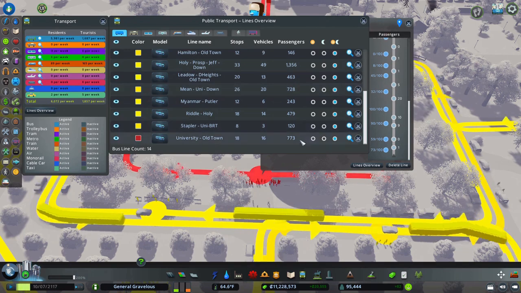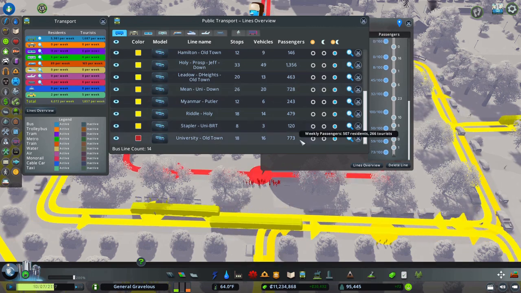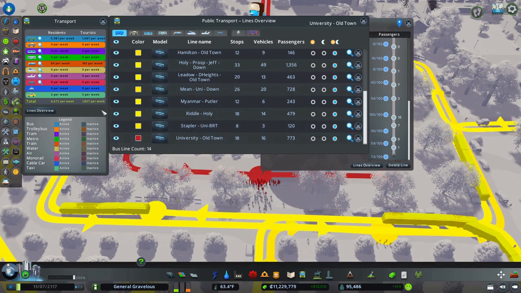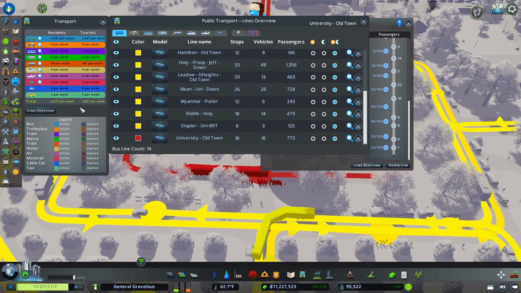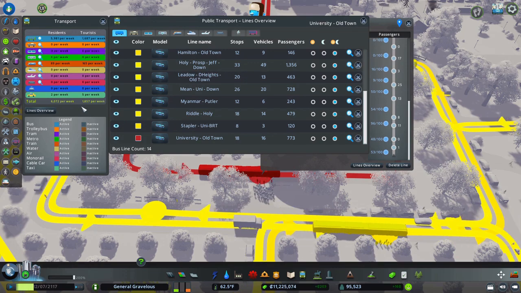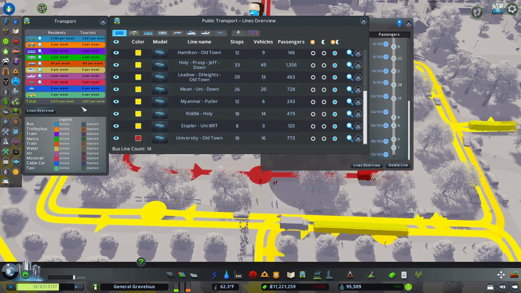And more than 6,000 per week altogether, residents that is, plus almost 2,000 tourists as well. So it's actually going rather well.